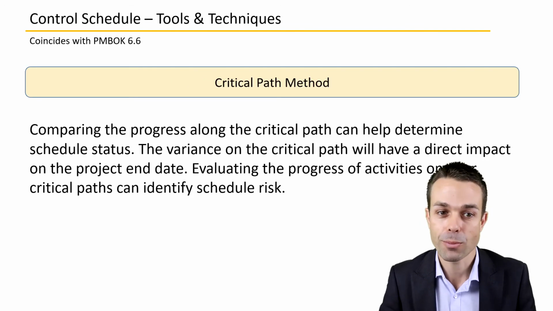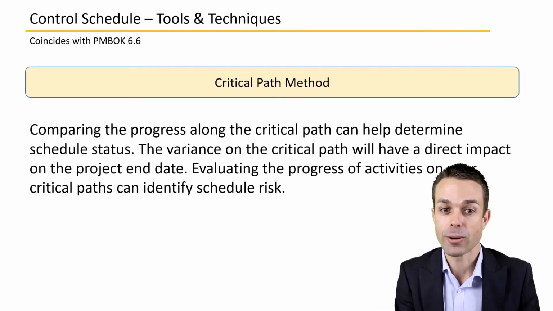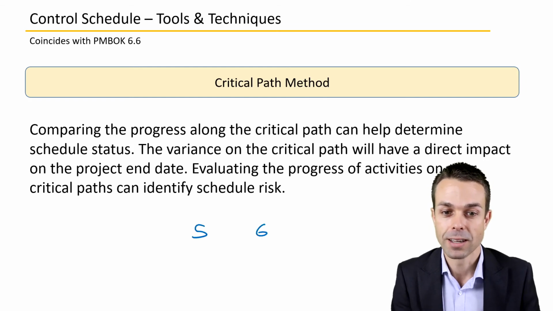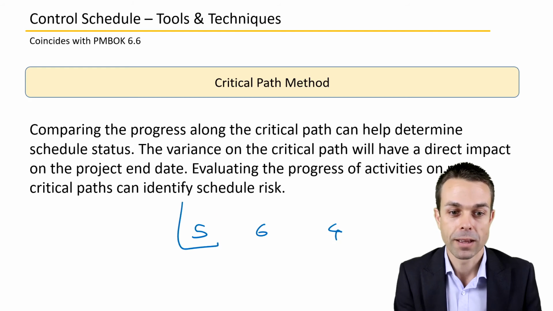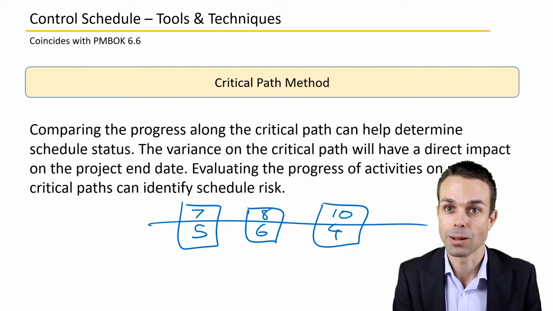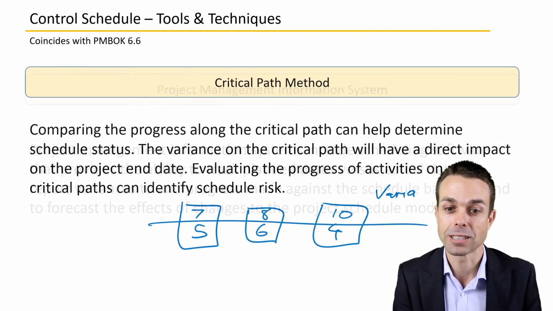The critical path method, of course, the variance on the critical path. So did we say that this was going to take 5 days? This one was going to take 6 days. This one was going to take 4 days. And what was the actual, what has it ended up being? Maybe this has ended up being 7, this has been 8, and this has been 10. So now, of course, we've got some variance in our project schedule.